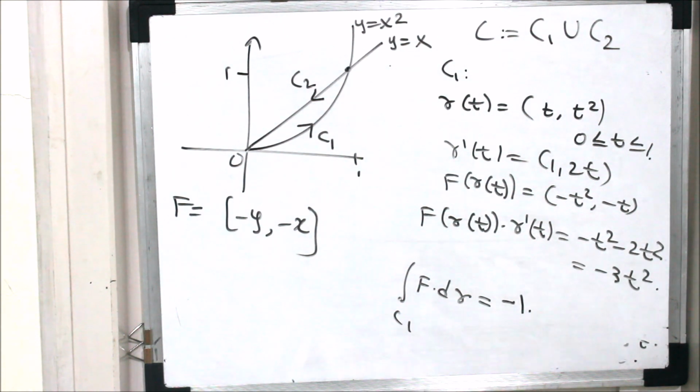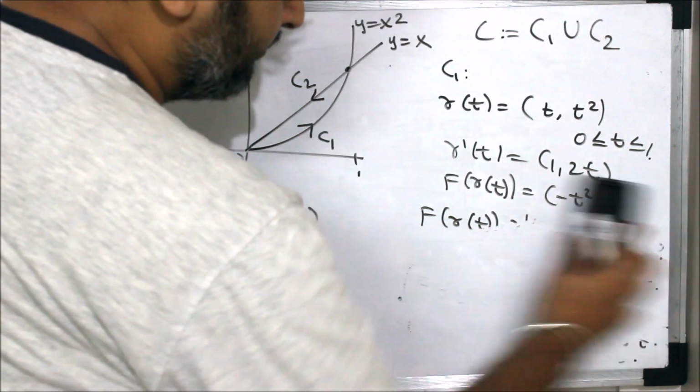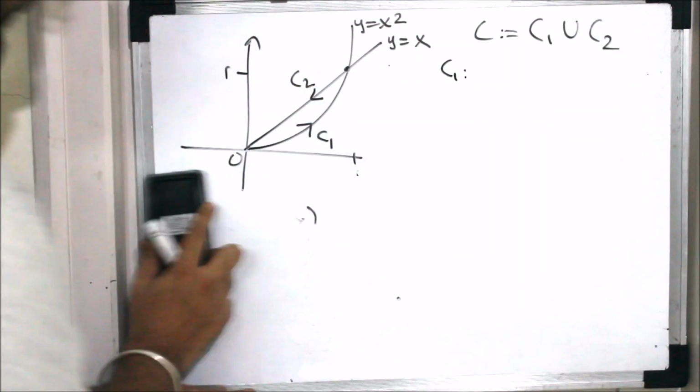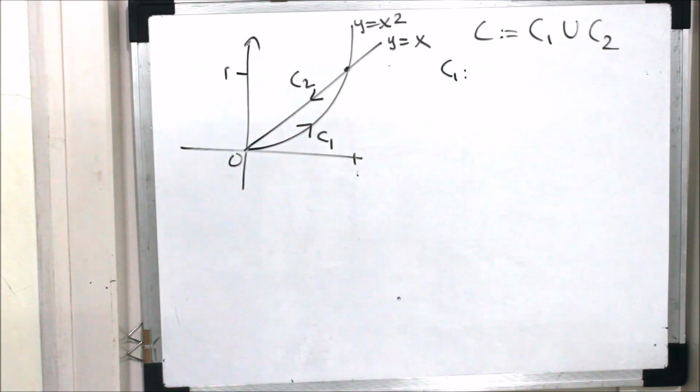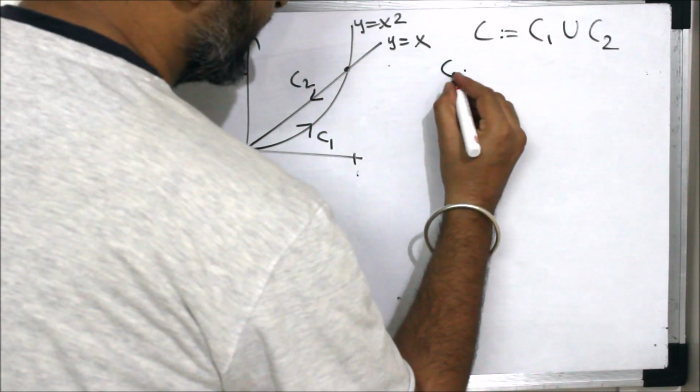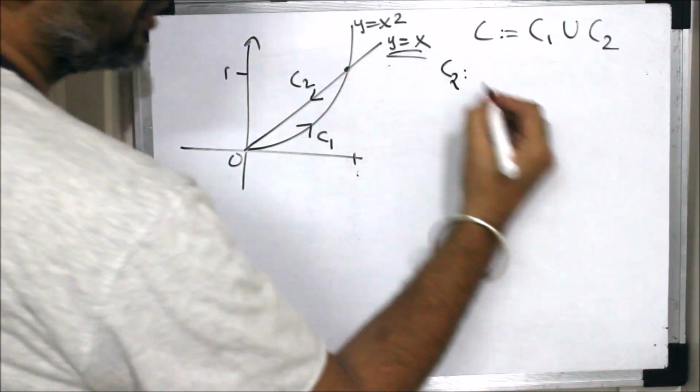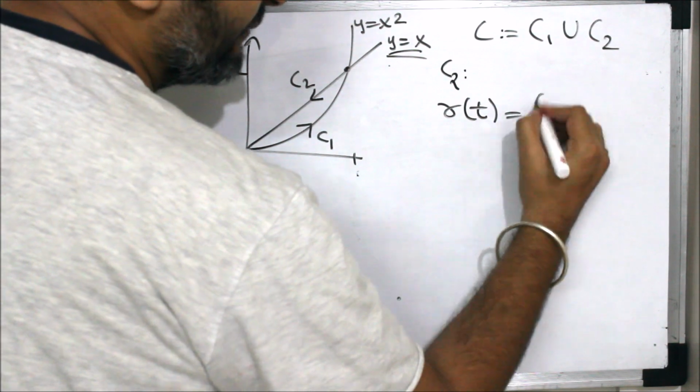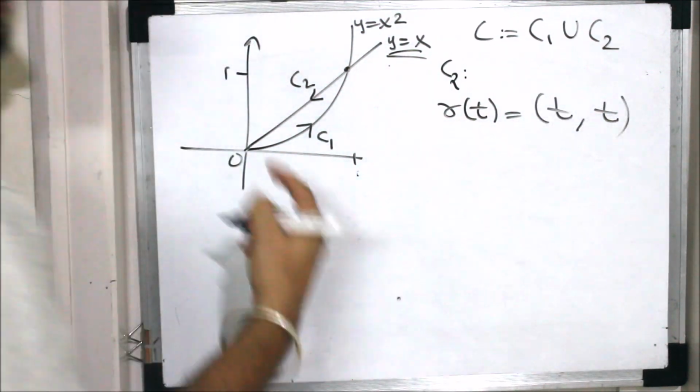Now we do the same thing for curve C2. I won't solve completely, I will only give you the parameterization because the integral is easy. So if I want to do along the curve C2, how will I do it? It is nothing but a line. What is the line? y equal to x. So what is my r of t? If I put x equal to t, my y will also be t, because the line is y equal to x.